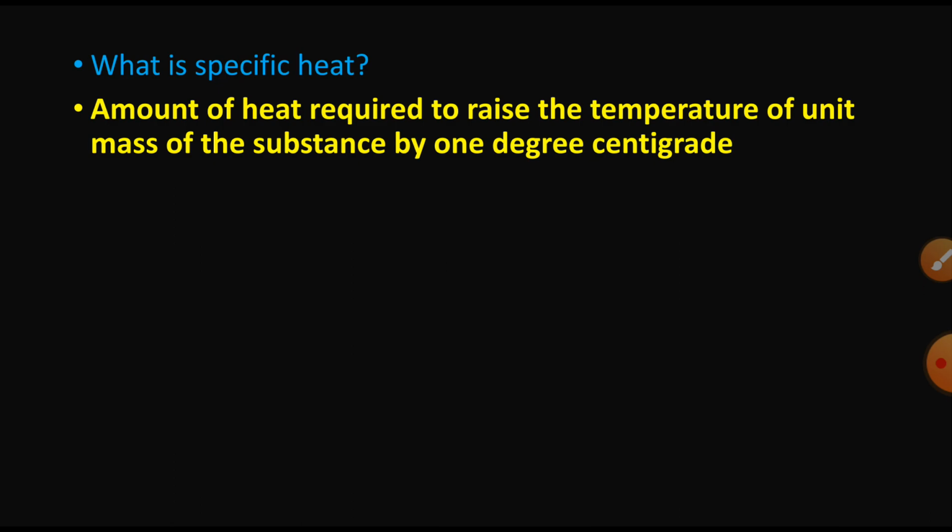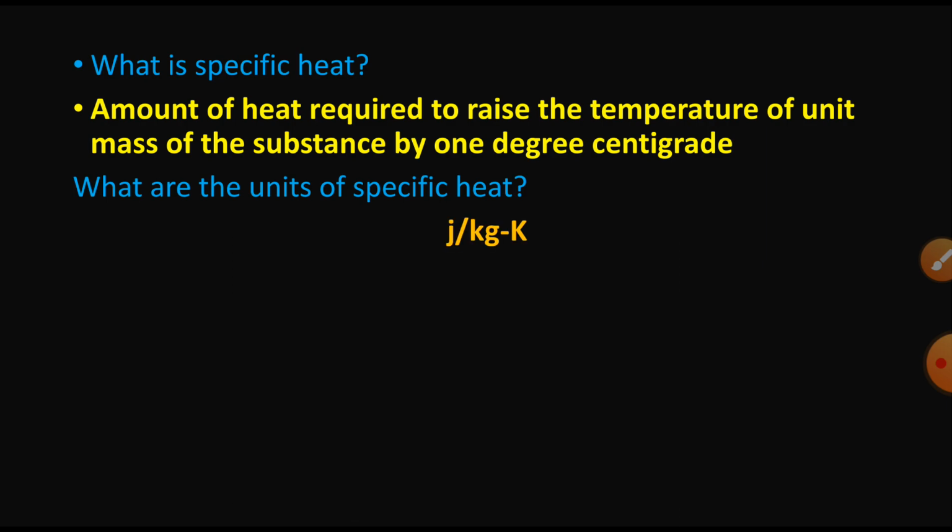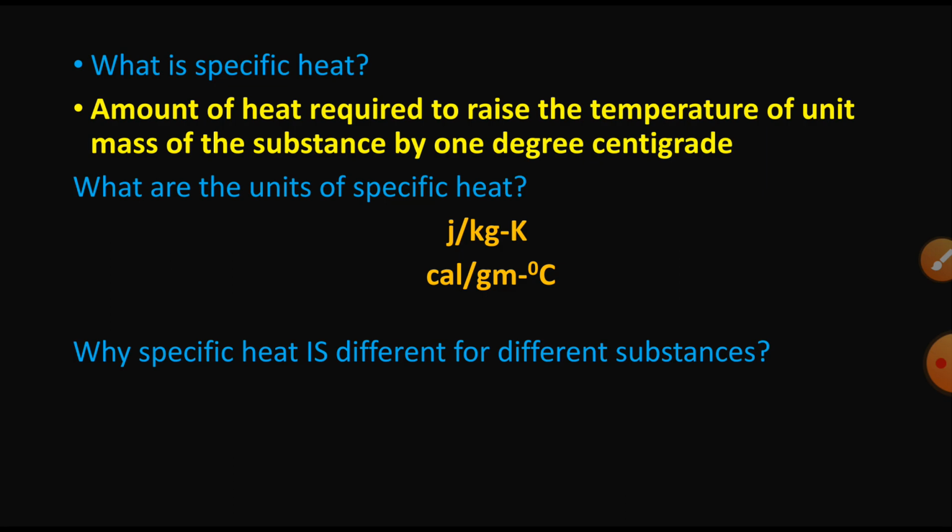Now let us see the questions. What is specific heat? For the notes purpose, I am giving you this material. Amount of heat required to raise the temperature of 1 unit mass of the substance by 1 degree centigrade. What are the units of specific heat? Joules per kg Kelvin is the SI unit, and calories per gram degree centigrade is the CGS unit. Why is specific heat different for different substances? Already I had given the answer in the previous image only.